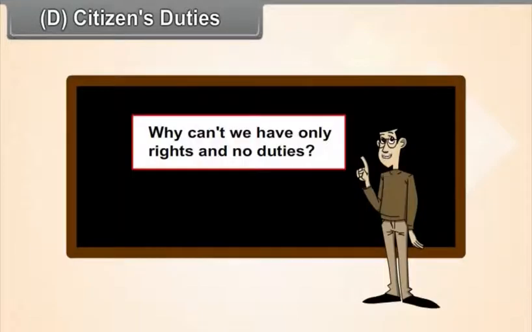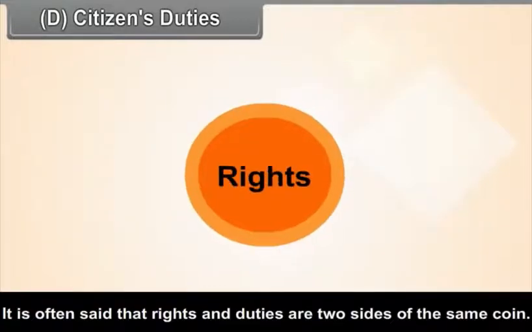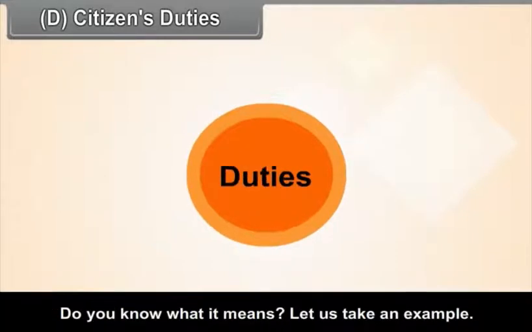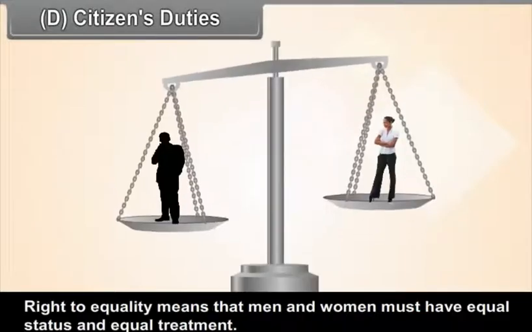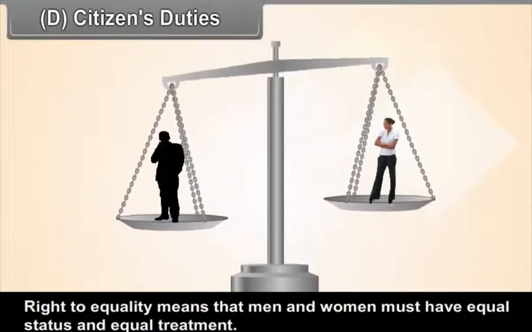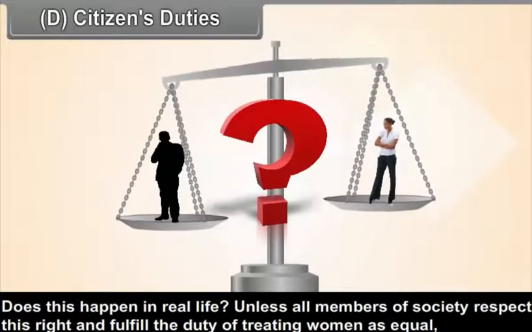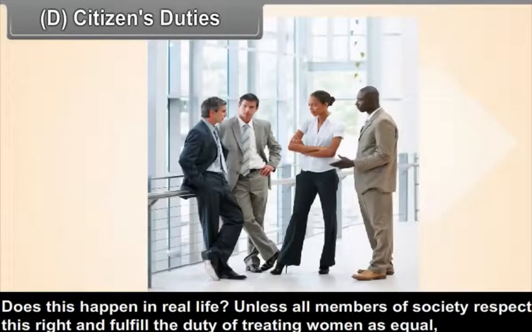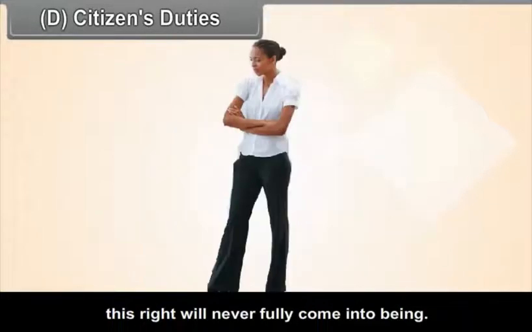D. Citizens' duties. Why can't we have only rights and no duties? It is often said that rights and duties are two sides of the same coin. Do you know what it means? Let us take an example. Right to equality means that men and women must have equal status and equal treatment. Does this happen in real life? Unless all members of society respect this right and fulfill the duty of treating women as equal, this right will never fully come into being.